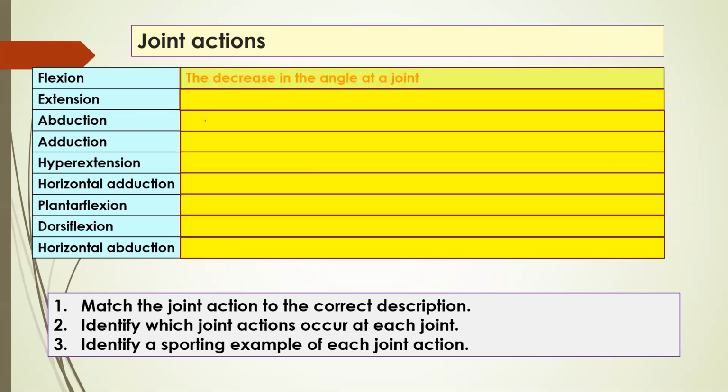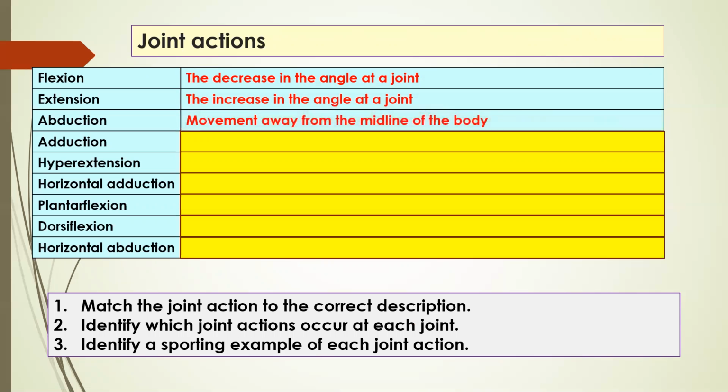So flexion, decrease in angle of a joint. So otherwise you're bending, like you're bending your elbow. That's what flexion is. Extension is the increase, so essentially straightening. So from a flex position, as if you were at the top of a bicep curl, and if you lowered the weight back down, that would be extension.